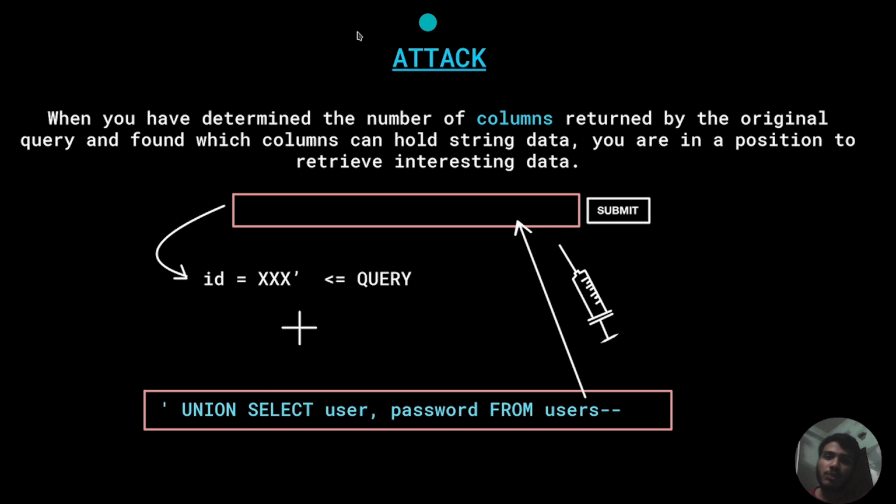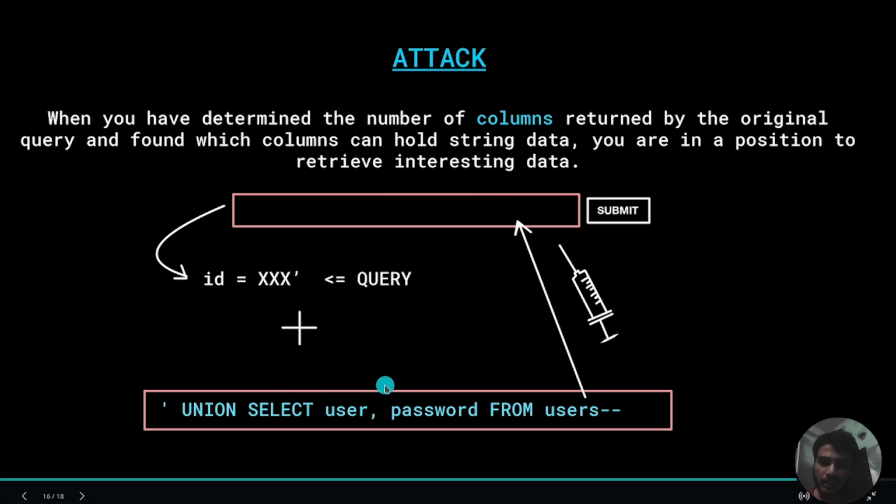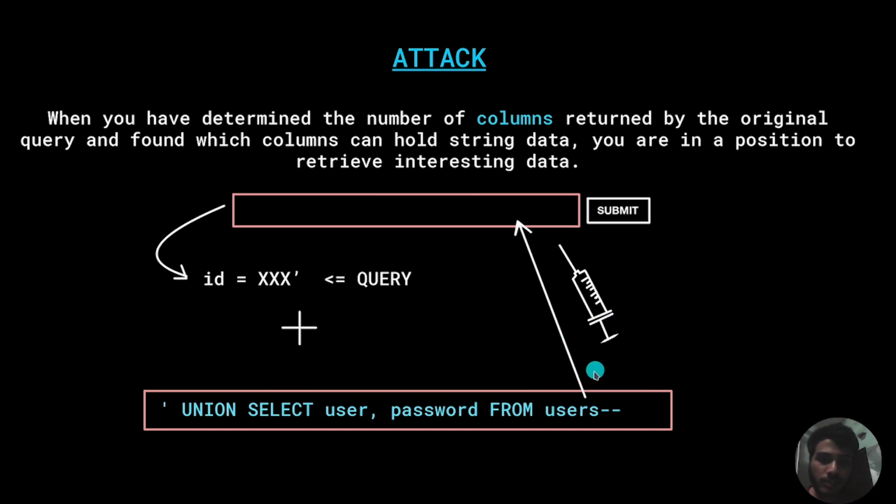Then we come to the attack portion. When you have determined the number of columns returned by the original query and found which columns can hold string data, you are in a position to retrieve the data you're interested in. For now, we are interested in getting the passwords. So we will give a random ID, suppose 1, 2, 3, 4, 5, and then end the query using the single quote, then use our union keyword and continue with our own payload. For example, union select user comma password from users dash dash, where user and password are the two columns present in the table called users, as we have seen from the source code.